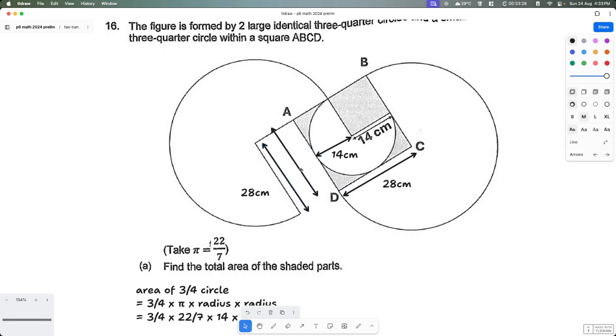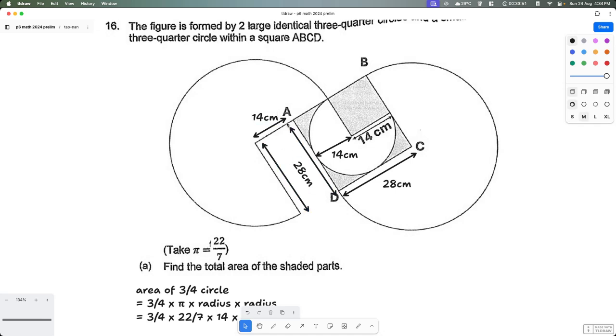So let me duplicate. This is also 28. So that means this is 28 centimeters, right? Okay, you know what? I'm just going to put it here like this. So both are 28. Okay, and this is 14. This is 14, so it's over here.